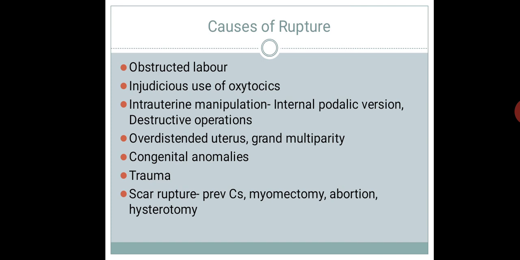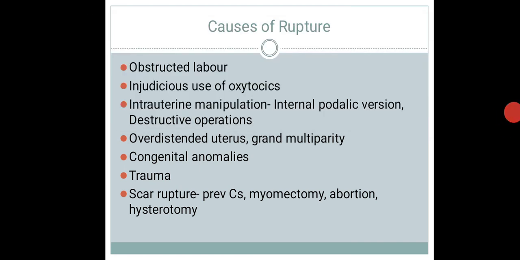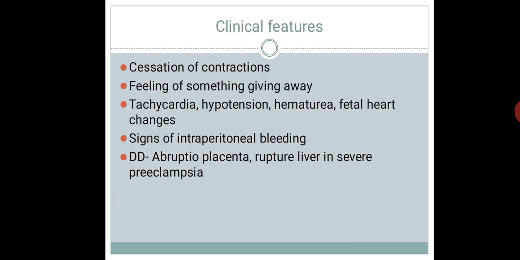What are the causes of rupture uterus? As we have discussed, obstructed labor is a primary cause, then injudicious use of oxytocics. Intrauterine manipulations like internal podalic version or destructive operations. Over distended uterus, a grand multiparity. Then congenital anomalies, trauma, scar rupture in the case of previous cesarean, previous myomectomy, abortions, hysterectomy.